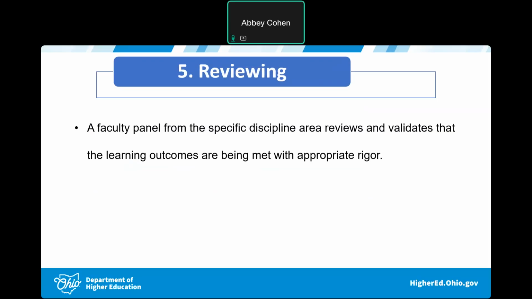At the state level, a faculty review panel is formed and trained to conduct the validation process of each course and program against endorsed criteria. The faculty review panel is composed of representatives in the specific discipline area from 2- and 4-year public colleges and universities, as well as secondary and adult career technical institutions, depending on the type of statewide guarantee initiative. Each review is facilitated by a panel lead. The panel validates that the learning outcomes are being met with appropriate rigor based upon the submitted materials.